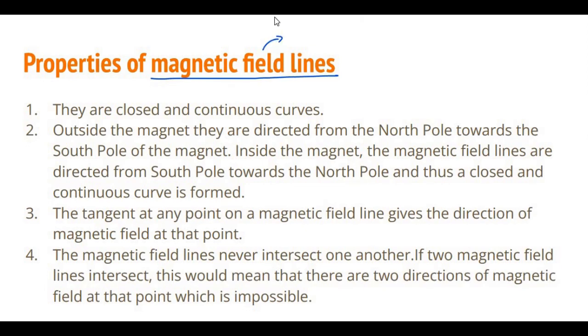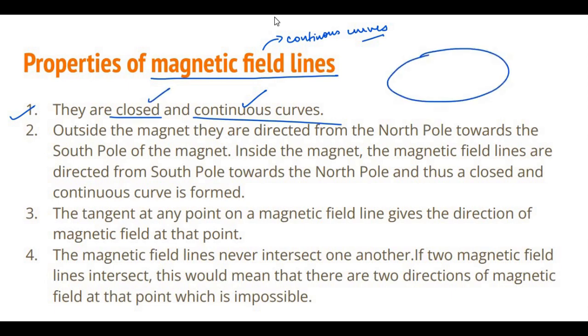These are continuous curves. Okay, and where do these curves lie? In the magnetic field. So these are known as magnetic field lines. These lines lie in the magnetic field, so they are magnetic field lines. So the first point: they are closed and continuous curves. ये जो definition में पढ़ा था कि continuous है, closed है, मतलब open नहीं है, पूरा closed loops इस तरह का.